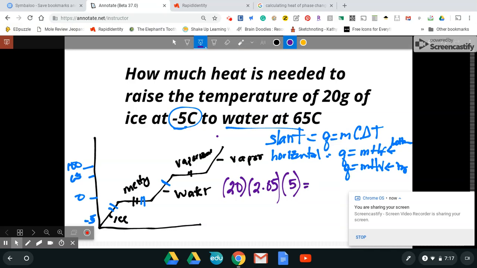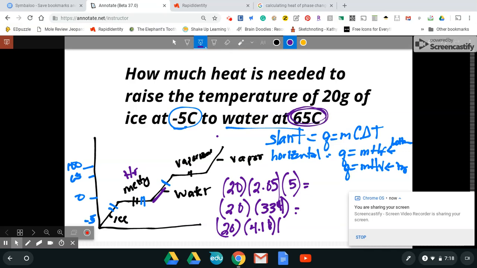The next thing I've got is the melting. So I've got the 20 grams and my heat of fusion. So this is always the heat of fusion. Heat of fusion is 334 joules per gram. All right. So that's my second one. And then my last one is this portion right here. So 20. And then for the specific heat of water, it's 4.18. And then when you put that temperature change, you're going from 0 and you're stopping here at 65. So there's just a 65-degree temperature change.